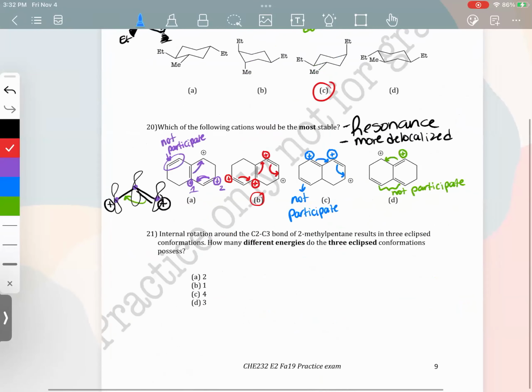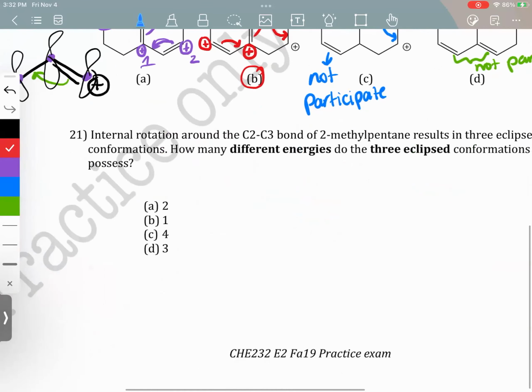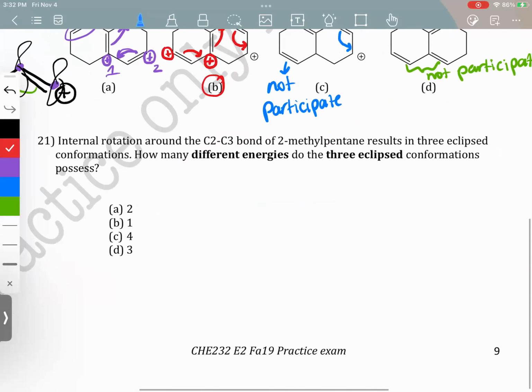Thank you. You're welcome. All right, question 21. Internal rotation around the C2-C3 bond, carbon 2 carbon 3 bond of 2-methylpentane results in 3 eclipsed conformations. How many different energies do the 3 eclipsed conformations possess? So this is definitely the question you were asking about, where we have to draw it from the straight down position. This is a question like that.